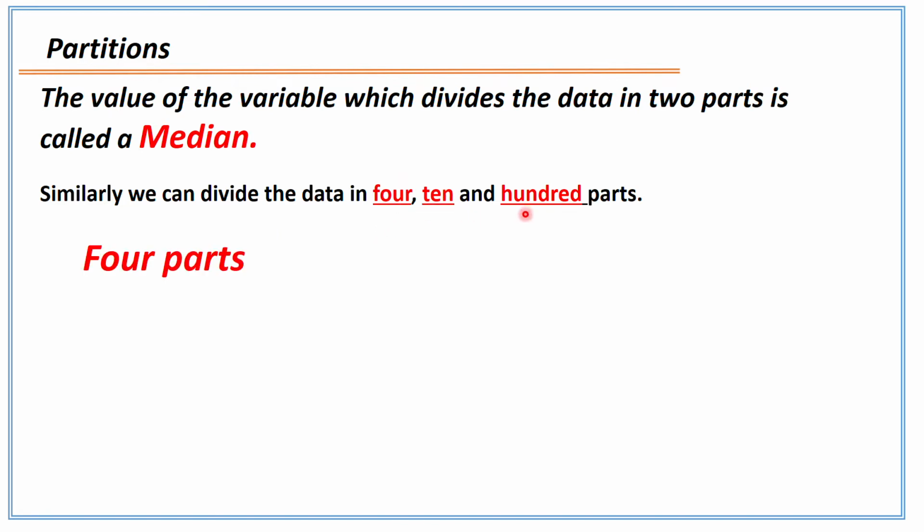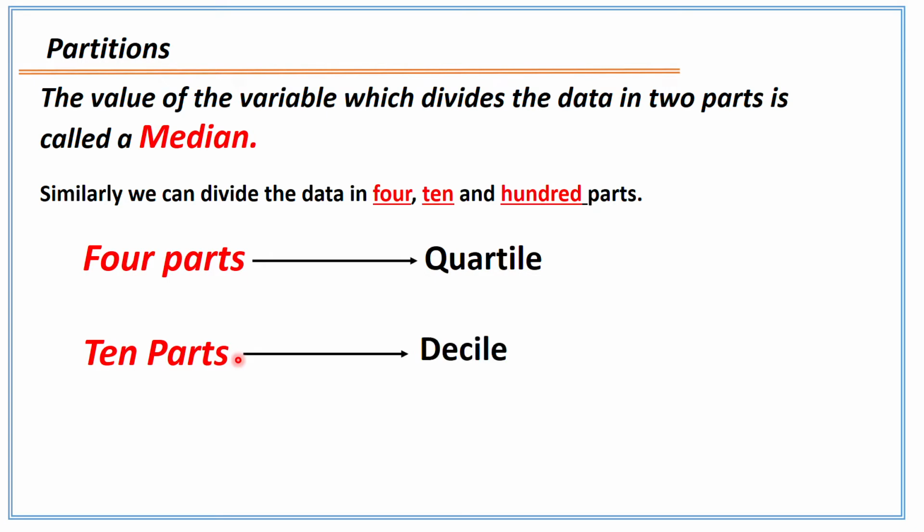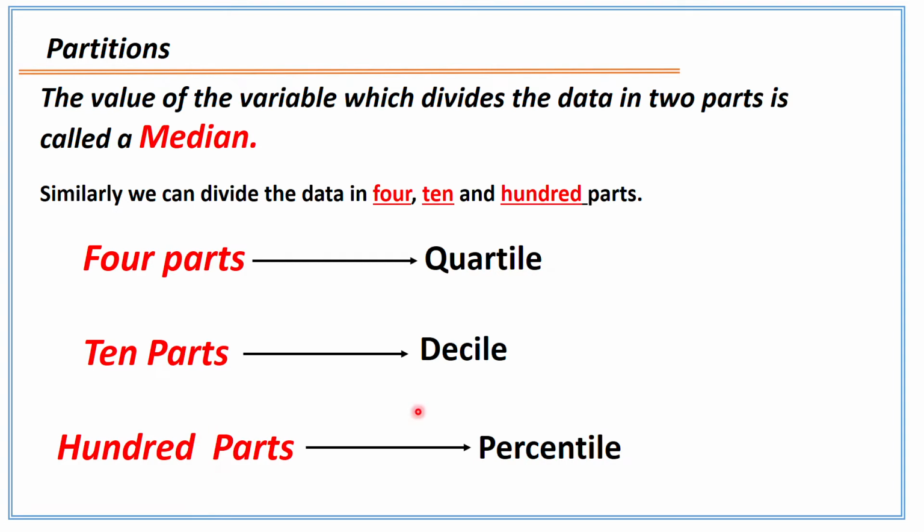If I am dividing it into 4 parts, it is called quartile. If I am dividing it into 10 parts, it is called decile. And if I am dividing it into 100 parts, it is called percentile. So 4 parts quartile, 10 parts decile, 100 parts percentile. First we will start with the quartile.